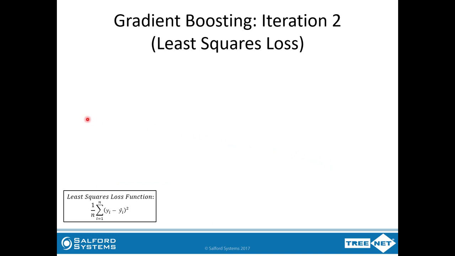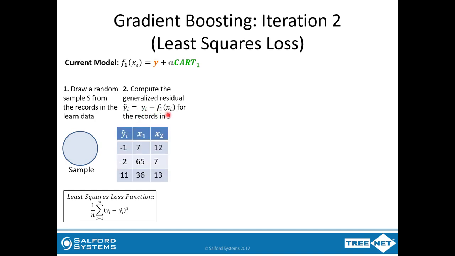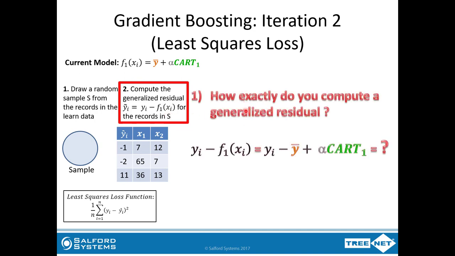For iteration 2, we do the same thing, but now our current model is f1, which is just y bar plus alpha times CART 1. So draw your random sample, and for the records in the random sample, compute the generalized residual. Now you may be asking, how exactly do you compute a generalized residual? For instance, yi is a number, y bar is a number, but what is this alpha times CART 1? What does that actually give you?